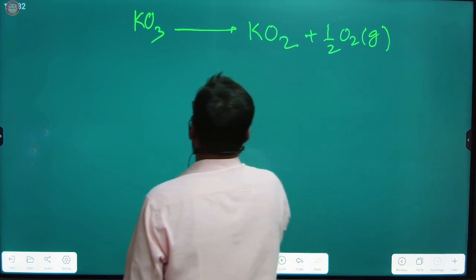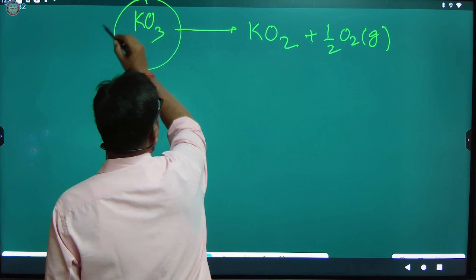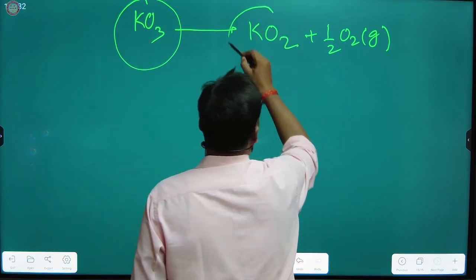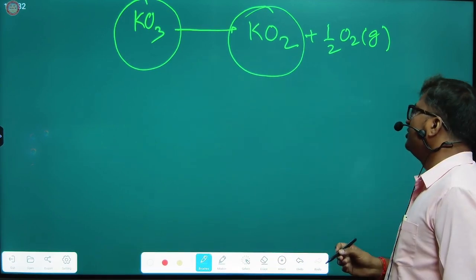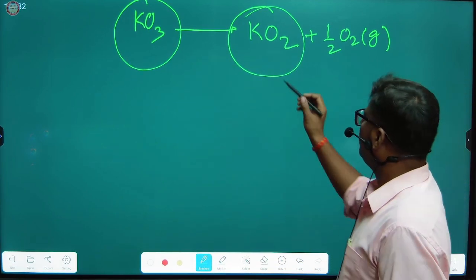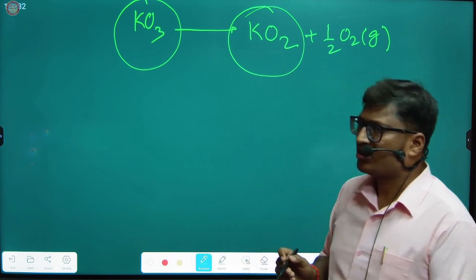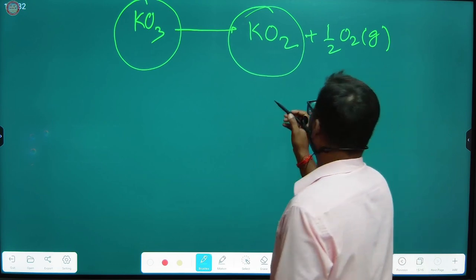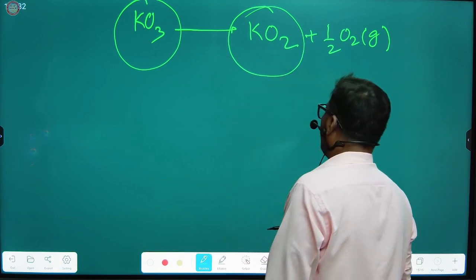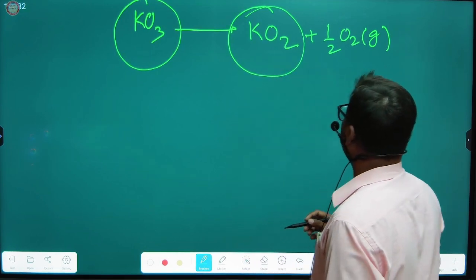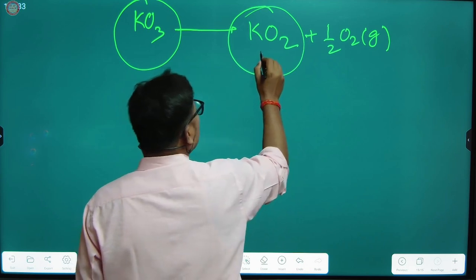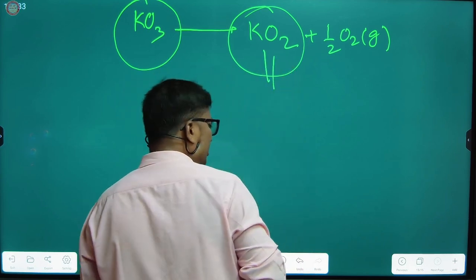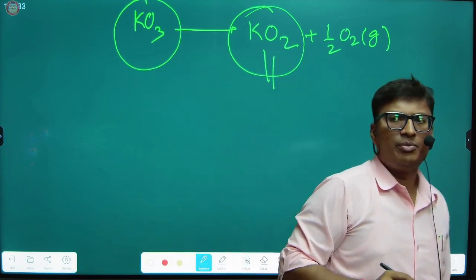So this is potassium ozonide and this is potassium superoxide. These are paramagnetic because they contain the superoxide ion in the structure. So that is why all ozonides are paramagnetic in nature. Okay, so this potassium superoxide actually is industrially very important.